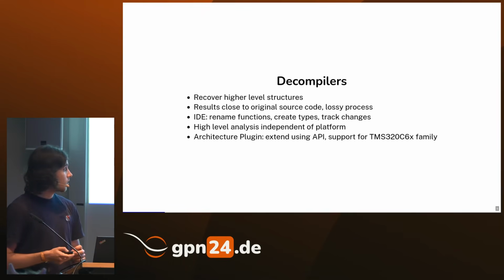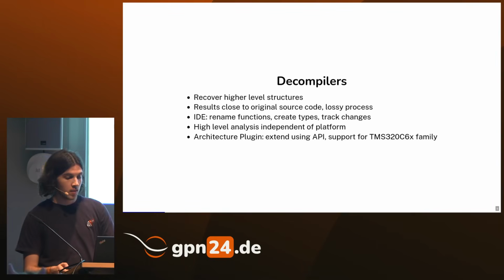To work with a decompiler, we need a basic architecture support, because high-level analysis is independent of the architecture and the binary type. But the first step needs information about the architecture, and that is what we try to solve with an architecture plugin using the API of the tool, in this case Binary Ninja, to support the new architecture. This support was missing initially.